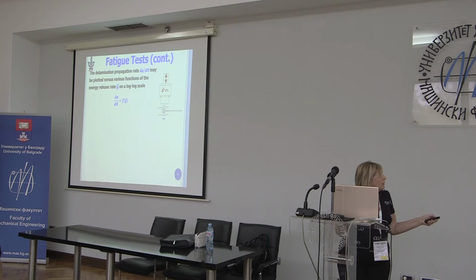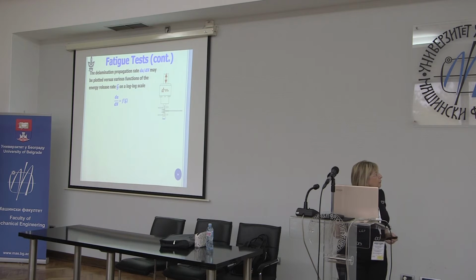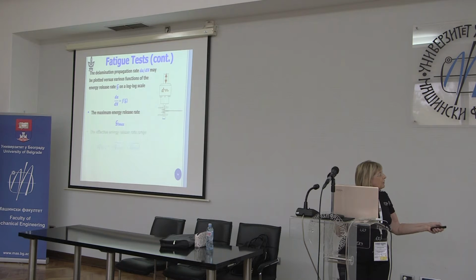And what you want, in metals, you have da/dN as a function of delta K. And here, everybody started off with G, and it's a problem. That's the energy release rate. So using G is what started. And you can use for your function G1 max, or you can use for your function delta G1 effective.